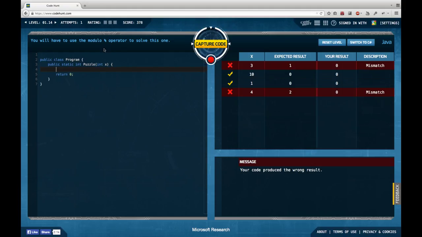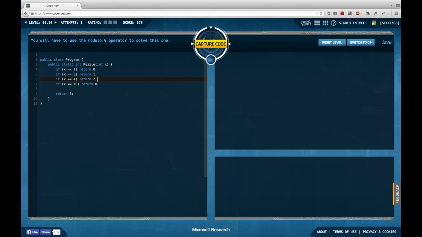Again, we have to look for a function that kind of uses the modulo operator, and we have one input value, so it's the same setting as the two tasks before. What we see from our test results is that for input 3 we expect 1, for 10 we expect 0, for 1 we expect 0, and for 4 we expect 2. So let's just do our default approach and say, okay, if x equals 3, then we should return 1. If x equals 10, we should return 0. If x equals 1, we should return 0. And if x equals 4, we return 2.